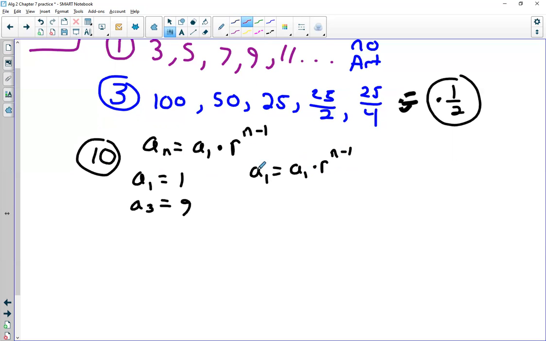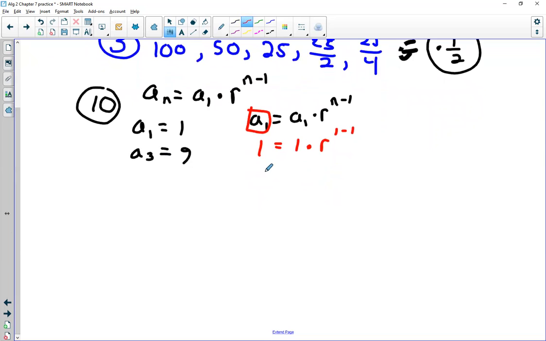We know what a_1 is, and we know what n is. This is an ugly question though, because everything becomes 1. If you plug in the 3, it makes more sense, because then it'll equal r squared. The problem with this question is it's so simple, it doesn't really show what we want to show. Let's do it with 3 to show the example, because a_1 makes it too easy.